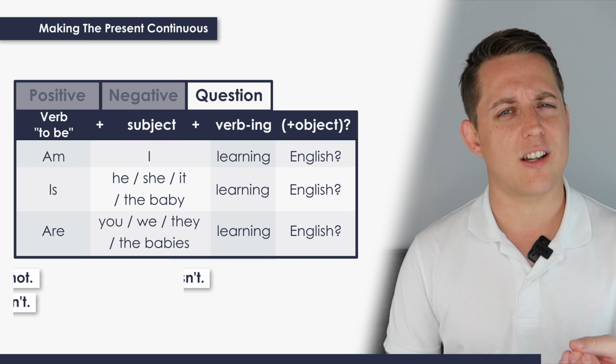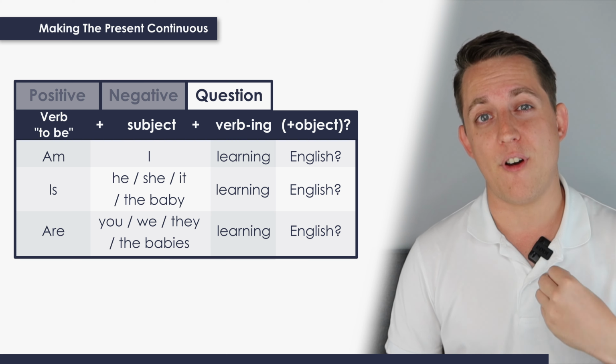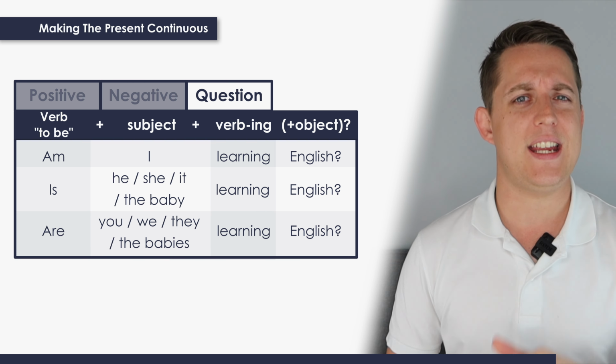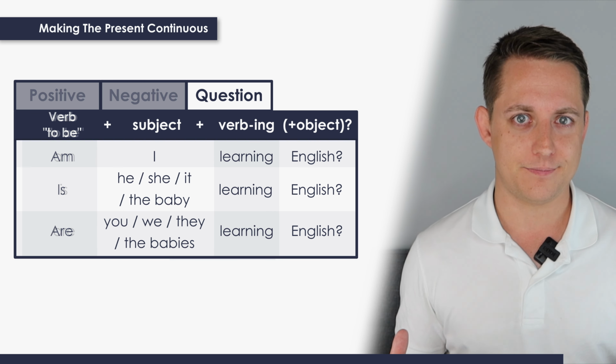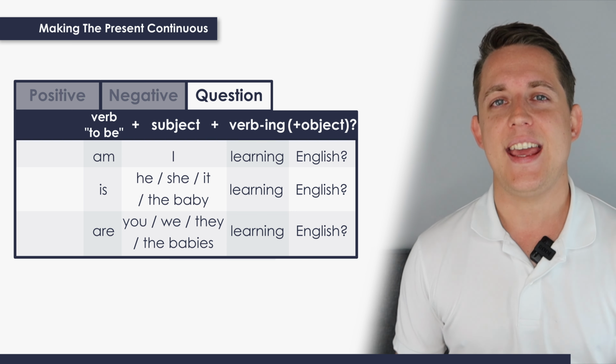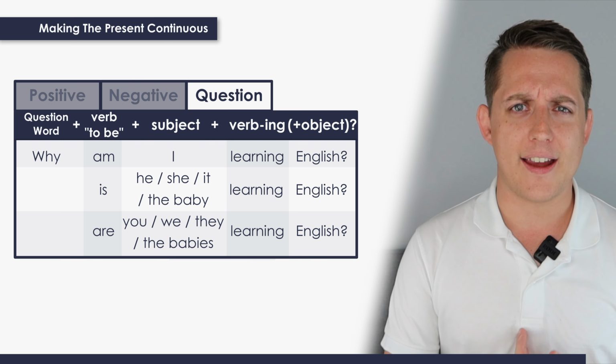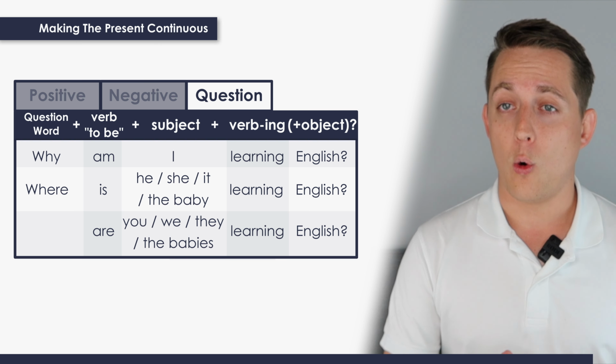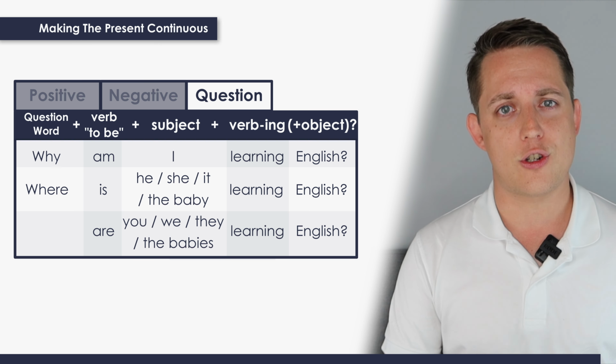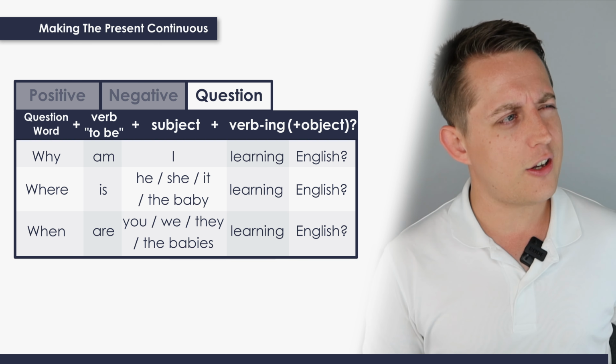If you want to ask a question and get more information back, you need to ask an open question. All you need to do is add a question word. Why am I learning English? Where is she learning English? When are we learning English?